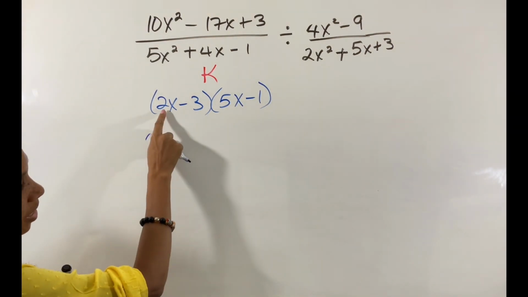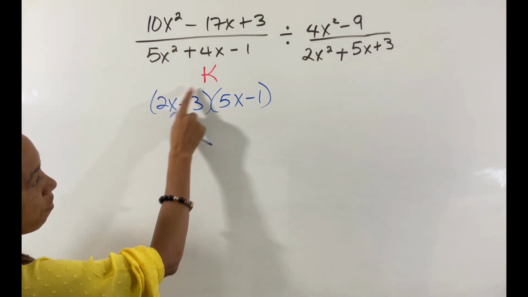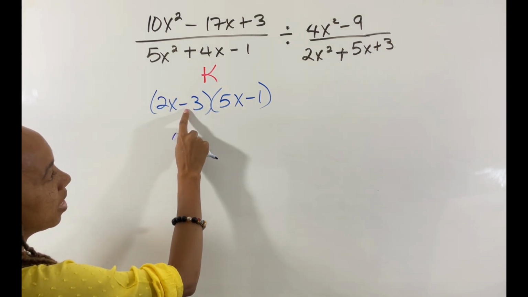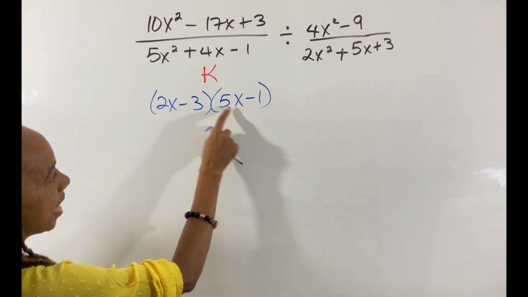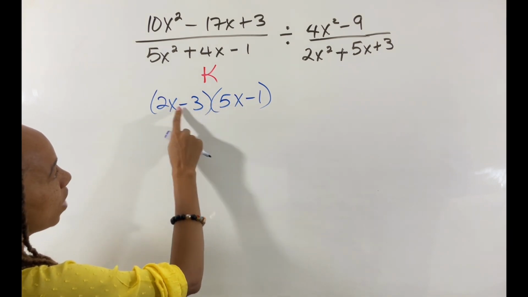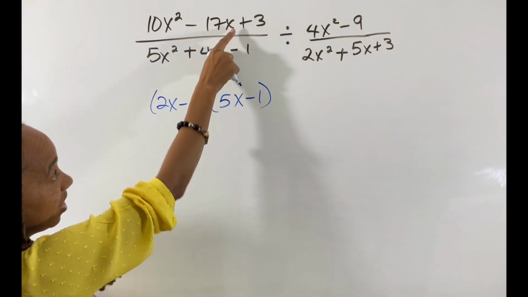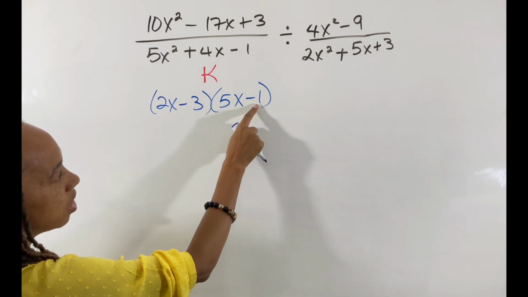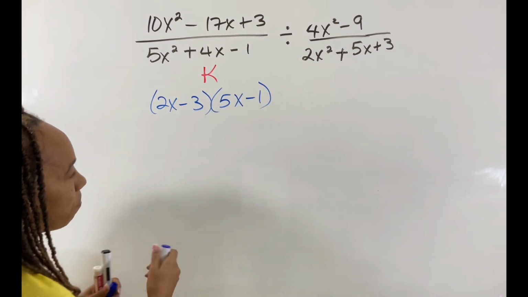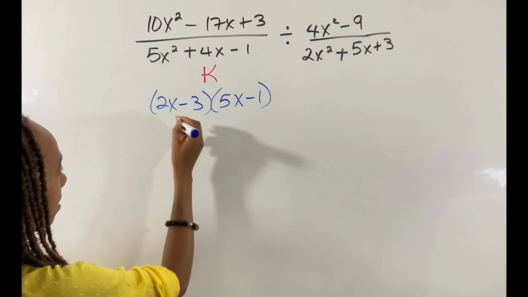Alright, and you can test it. This would be 10x squared if you multiply using the FOIL method. This would be negative 15x, and then you have negative 2x, which would give you the negative 17x, and negative 3 times negative 1 would give you the positive 3. So that is fine right there.